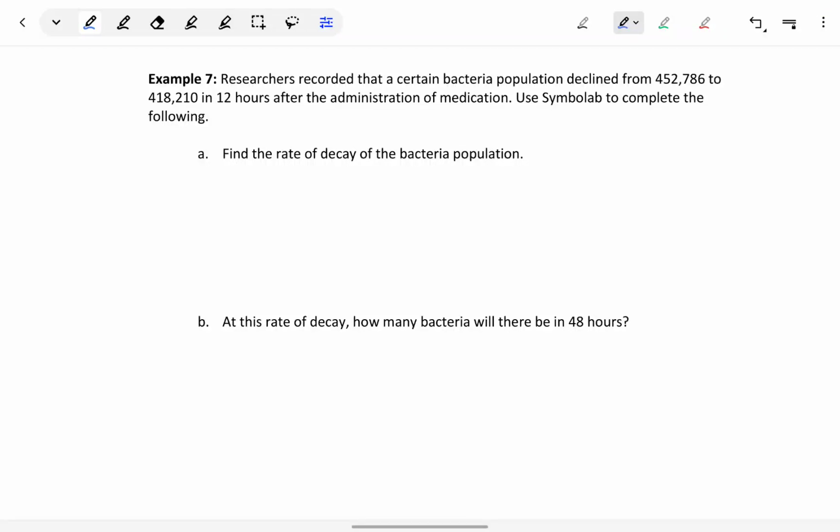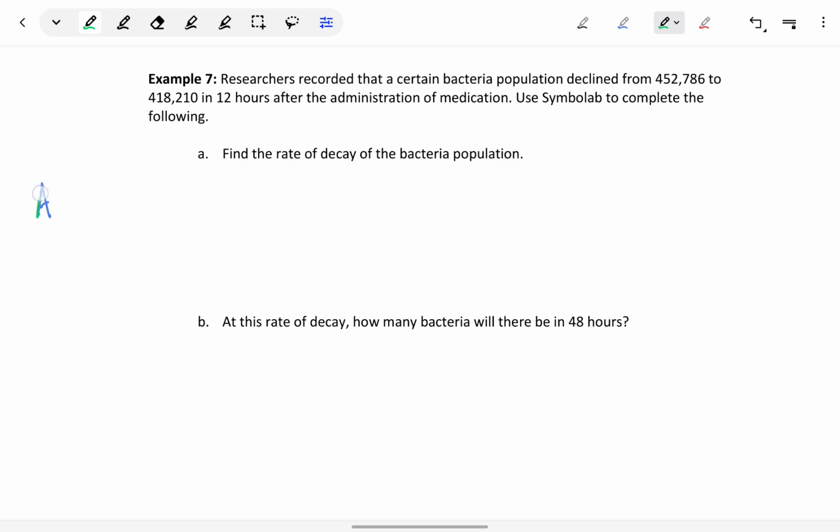In our final example, example 7, researchers recorded that a certain bacteria population declined from 452,786 to 418,210 in 12 hours after the administration of medication. We want to use Symbolab to complete the following. In part A, find the rate of decay for the bacteria population.